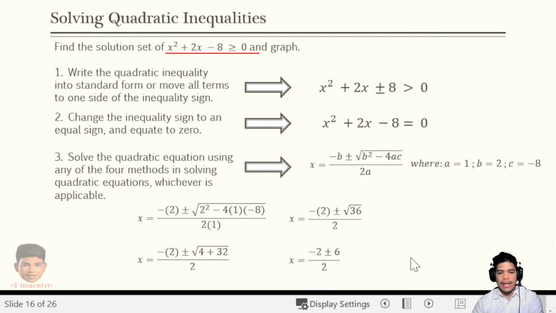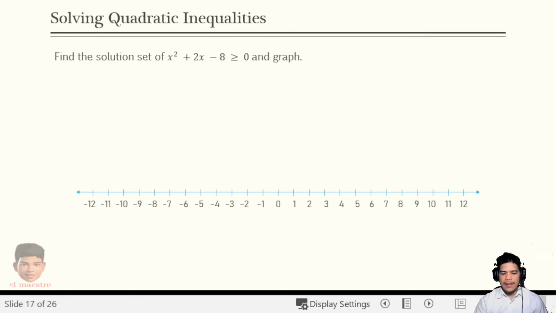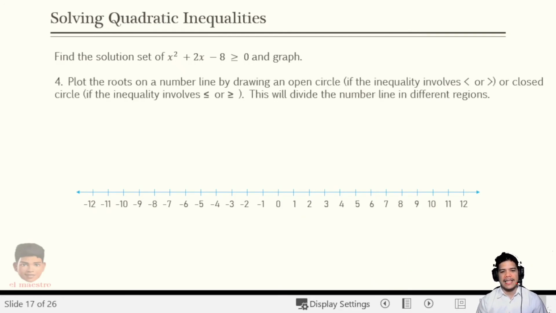So unahin natin si plus. So x is equal to negative 2 plus 6 over 2, and that is equal to 2. Because this is negative 2 plus 6 is 4, divide 2, that is 2. And next is gamitin natin yung negative. So that is negative 2 minus 6, that is negative 8, divided by 2, that is negative 4. So meron na tayong dalawang value of x, which leads us to the next step na i-plot natin yon.